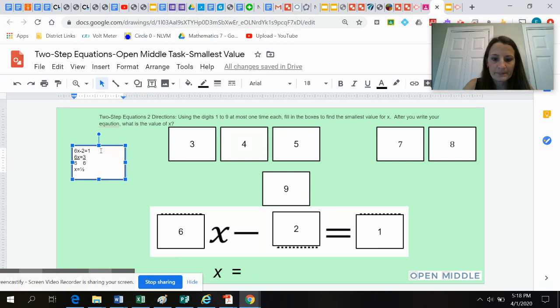6x minus 1 equals 2. There was 8x, and I'm not going to go over all these. 8x minus 3 equals 1. And there was also one other. All of these equations had a solution of 1/2. Our code letter is L.